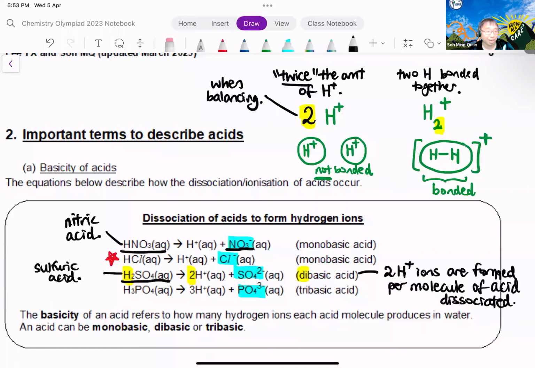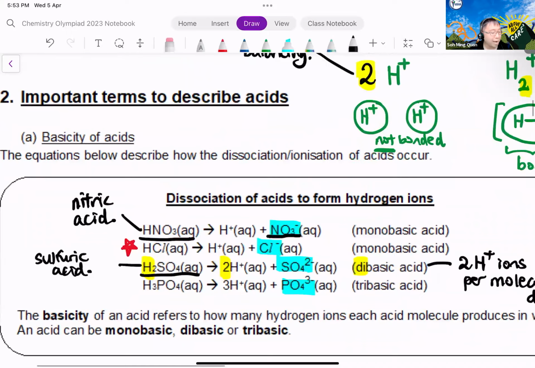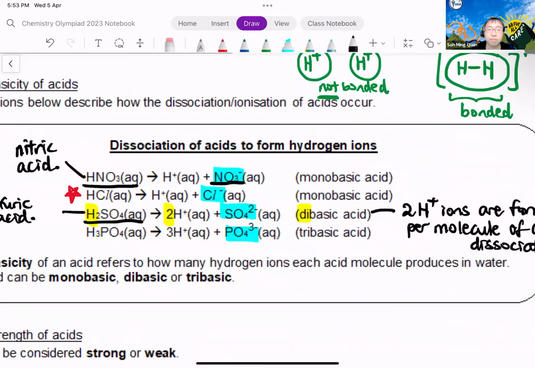So for the Sec 3s, you have just studied all these ions, right? So you can look at the first one, and let me zoom in. Nitric acid produces H+ and NO3-. Now, NO3- ion has a name. The name is nitrate. So if I want to make nitrates, I must start from nitric acid. If I start with nitric acid, I end up with nitrate.